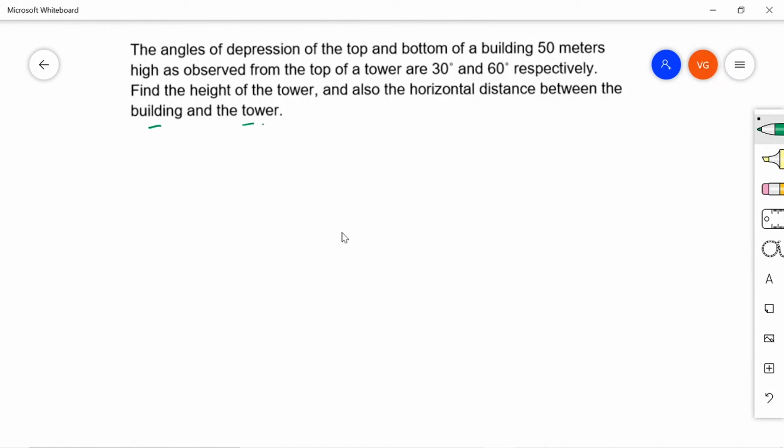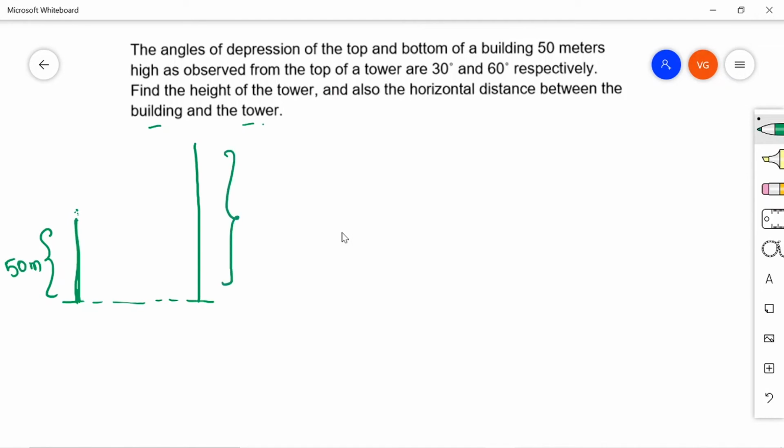As they are telling here, you are given the angles of depression from the top of the tower. That means the tower is of higher height compared to the building. So let us say this is the building. The building is of height 50 meter here, and let us say this is the height of the tower. Let it be h. So when observed from the top of the tower, the angles of depression of the top and bottom of the building are 30 degrees and 60 degrees.